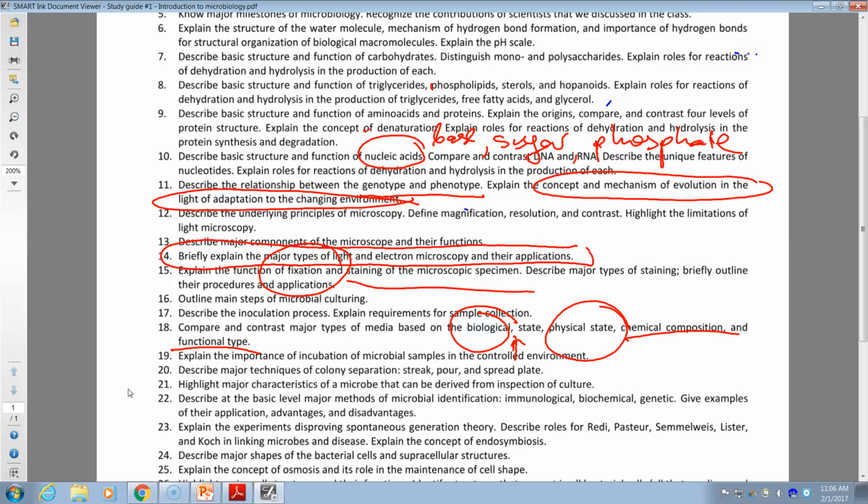Understand the different types of cultures. What is pure culture? 1 type of microbes. What is mixed culture? What you've got today, many types of microbes. What is contaminated culture? You want 1, you got many. That's contamination. Okay?